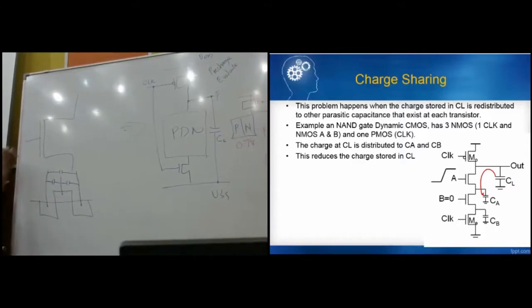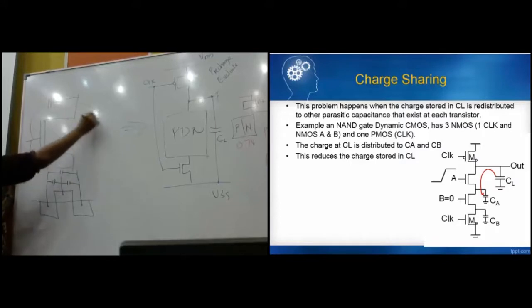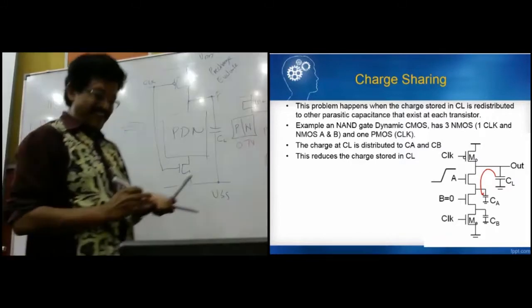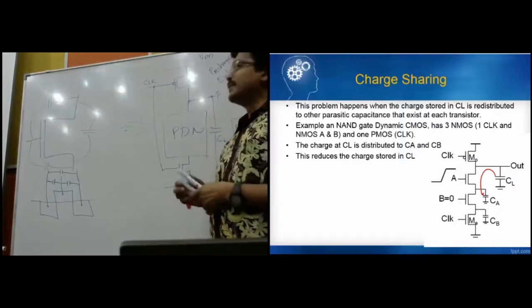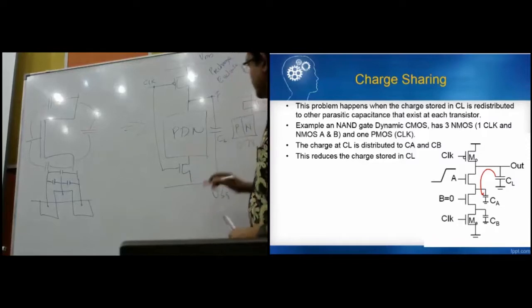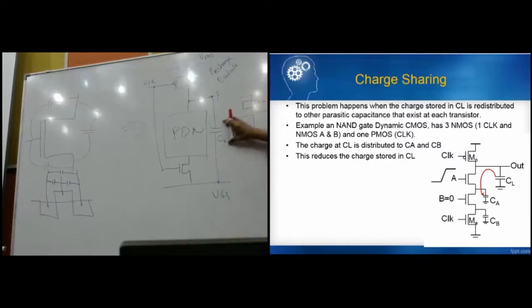Okay, so you have a capacitance effect here, capacitance here, here, and also here. Okay, so what is the function of a capacitor? Charge and discharge. Okay, but in dynamic CMOS we rely heavily on the load capacitance.